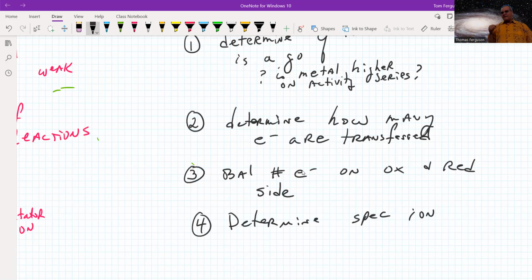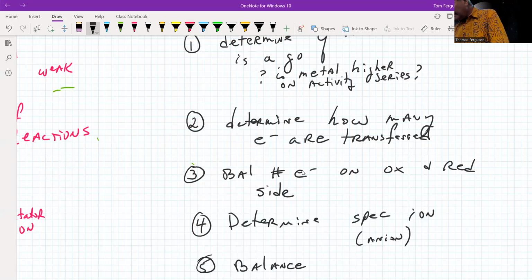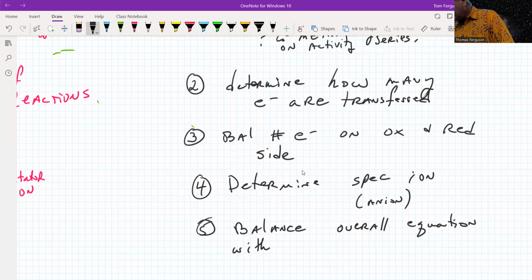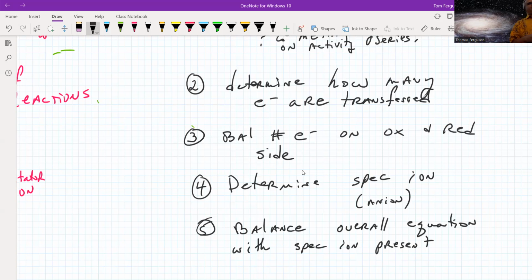Determine the spectator ion. And usually that's the anion. And you need to balance the overall equation with the spectator ion in it. And once you do a few of these, you just got to do enough of them though.